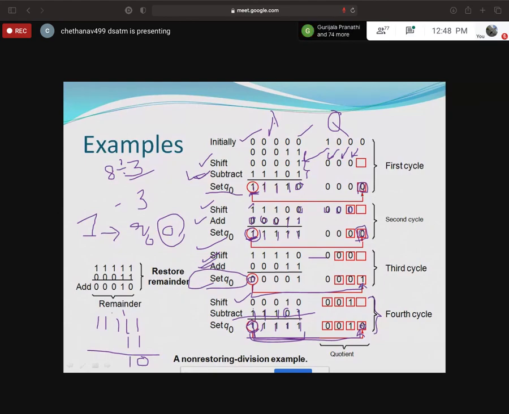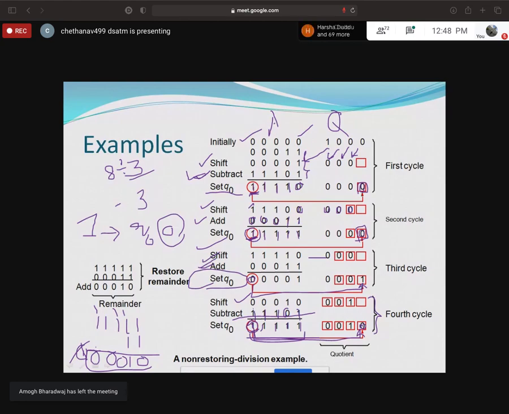It means you keep 1 here and take the other 1 as carry. So 1 plus 1 is 0, carry 1. 1 plus 1 is 0, carry 1. 1 plus 1 is 0, carry 1. So just neglect this additional bit. So what answer do you get? This is your exact, correct remainder.